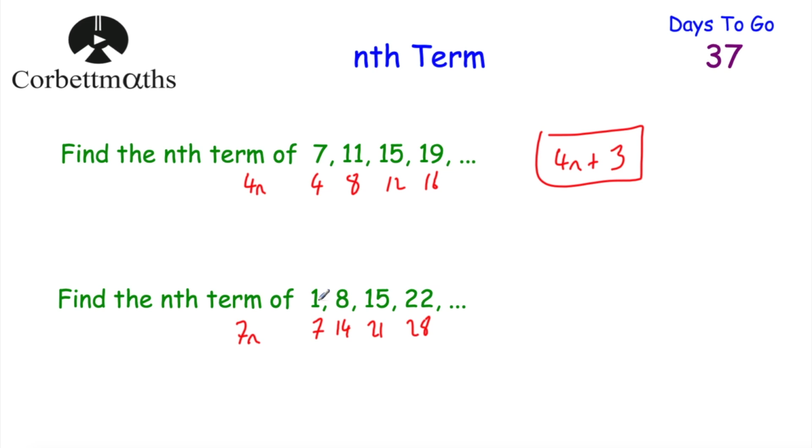Now to get from 7 to 1, we take away 6. To get from 14 to 8, we take away 6. To get from 21 to 15, we take away 6. To get from 28 to 22, we take away 6. So the nth term of this sequence would be 7n, take away 6, and that's it. And if you got that, well done.